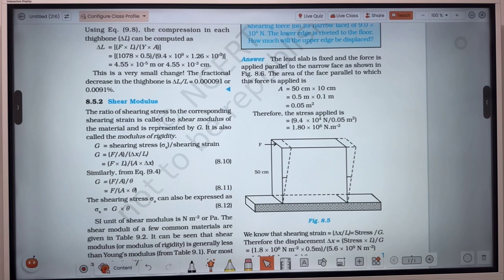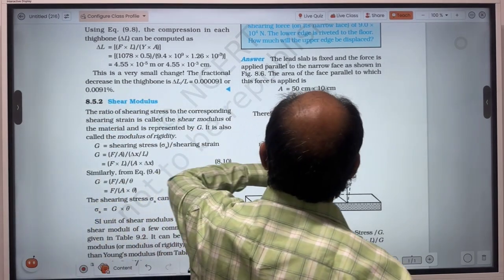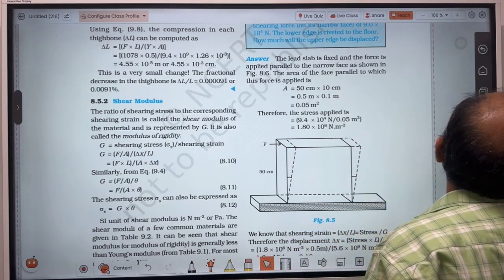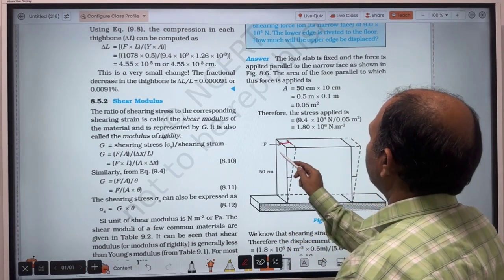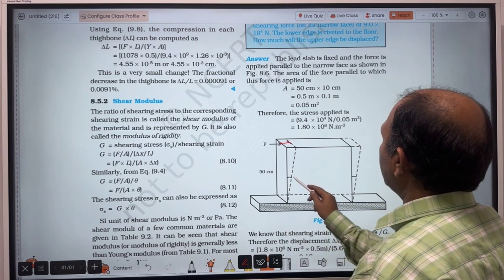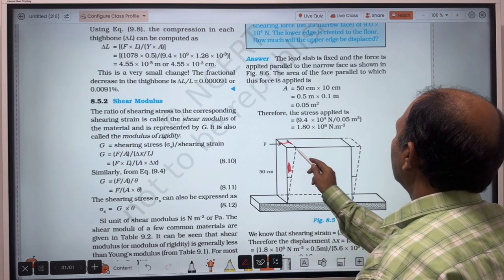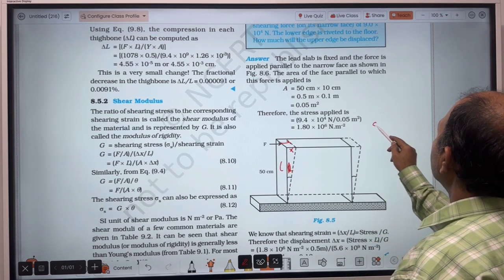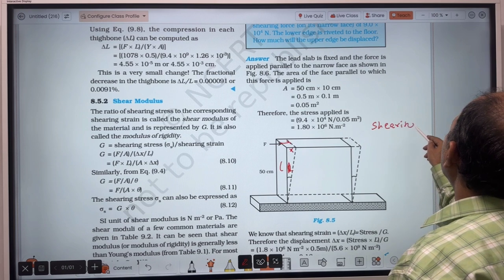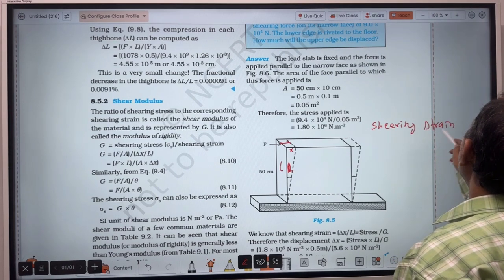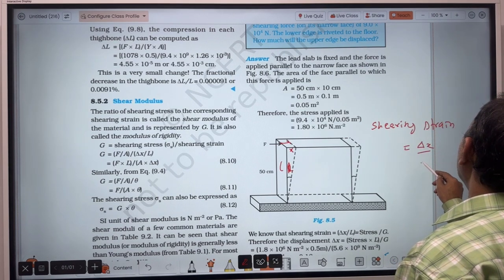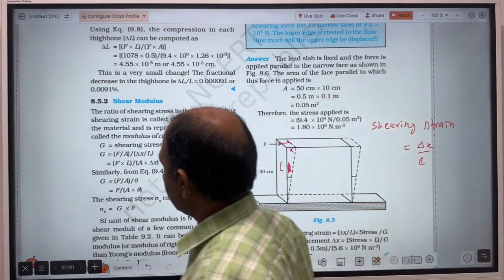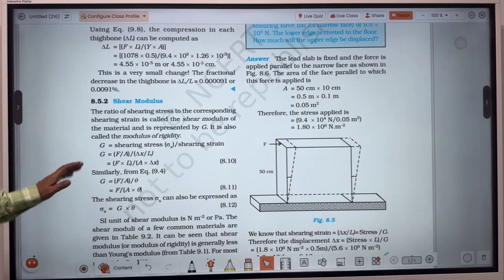As I told you, suppose this is the block and force is applied, so it is displaced through this distance. It is displaced like this. So this is delta x, and the original shape is given. So here we can determine theta, tan theta, or just write x upon L. So we will get shearing strain. Shearing strain will be delta x divided by L. L will be psi. So let's read what is given. We have already discussed it.